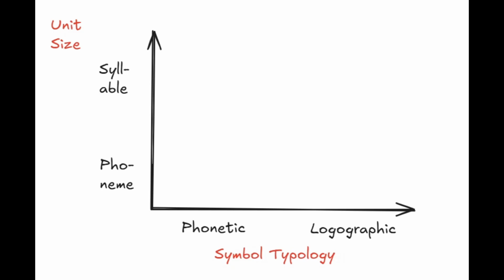And we're going to start with the most popular of all, the Latin alphabet. Now, true to its name, the Latin alphabet is phonetic. That means it uses the sounds. The symbols represent the sound, so it's phonetic under the symbol typology. And the unit size is a letter, which is a phoneme-sized thing.